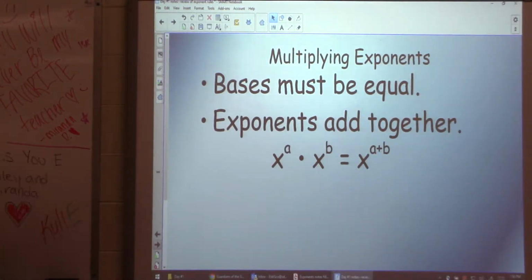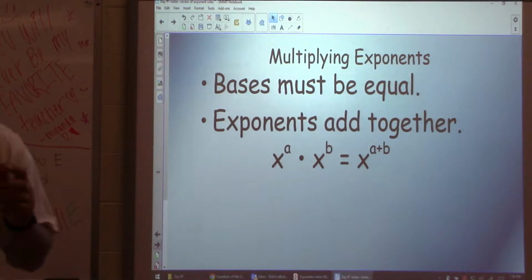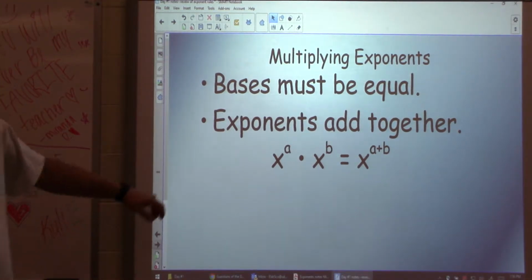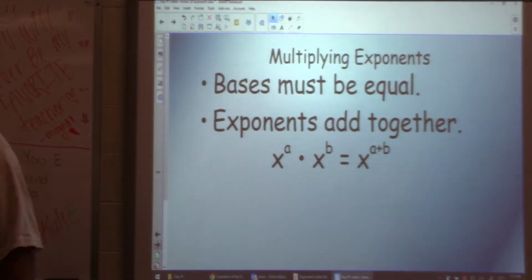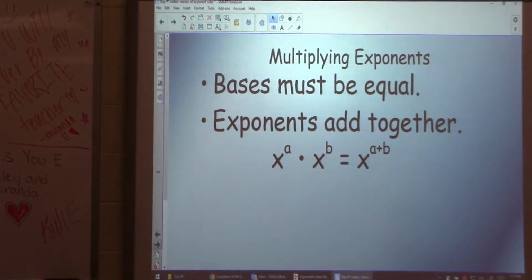Multiplying exponents. First and foremost, you need to have the same bases. So bases must be equal. I cannot do x squared times y cubed. Doesn't work. I don't have the same base. I need to have the same bases, and what's going to happen is I'm adding my exponents. So if I take x squared times x cubed, I'm going to add 2 and 3. It becomes x to the fifth.